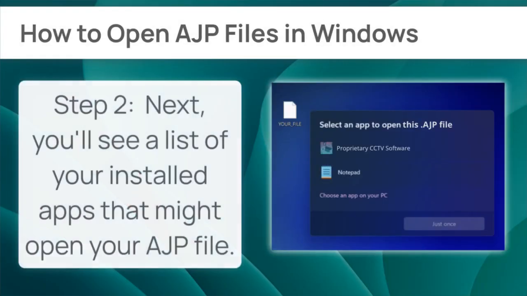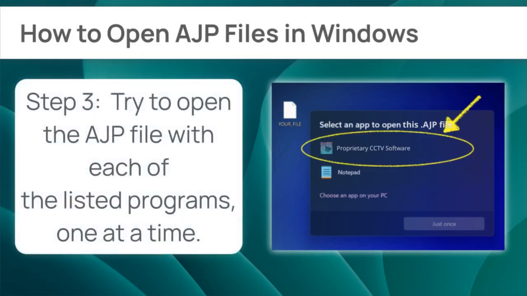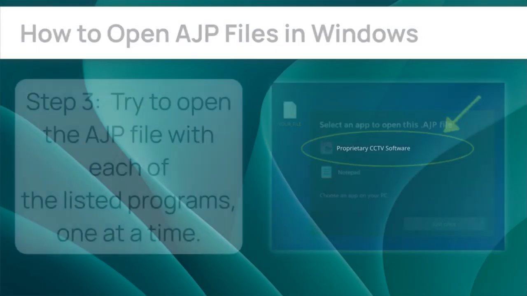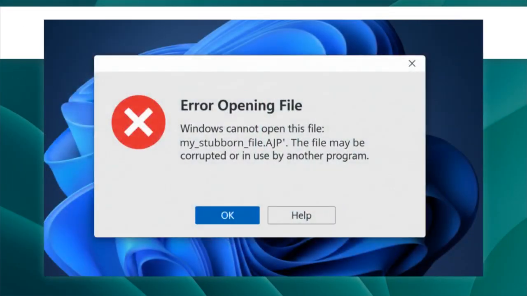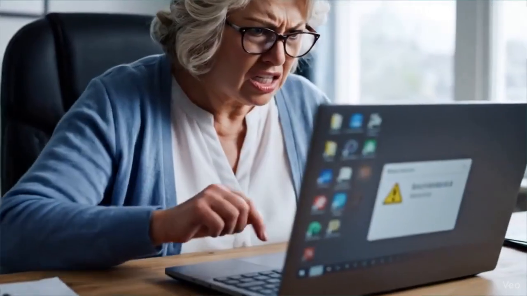Right-click the AJP file and select Open with Test Proprietary CCTV Software if it appears. If not, choose another program. Different software handles the AJP format uniquely. If the AJP file still will not open, there is no need to stress. The best fixes start with understanding the problem.